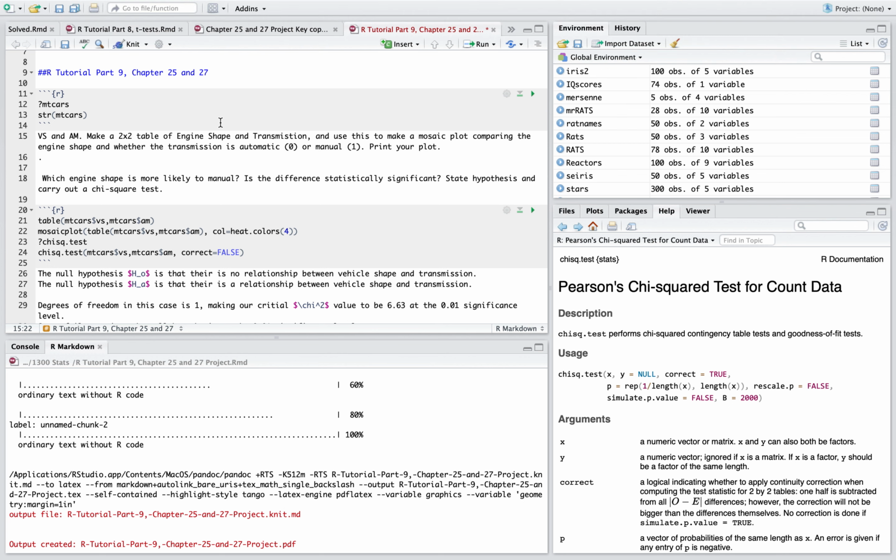To our tutorial part 9, the final R tutorial for the stats course that I'm currently teaching, but hopefully not my last. And this one's for the chapter 25 and 27 project, primarily focusing on chi-square tests.